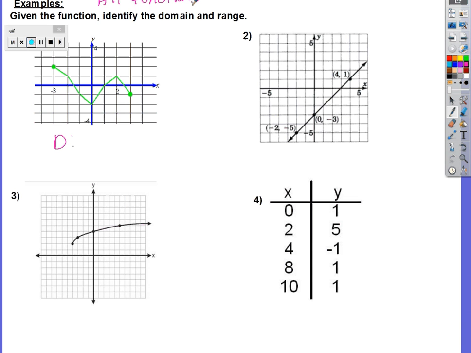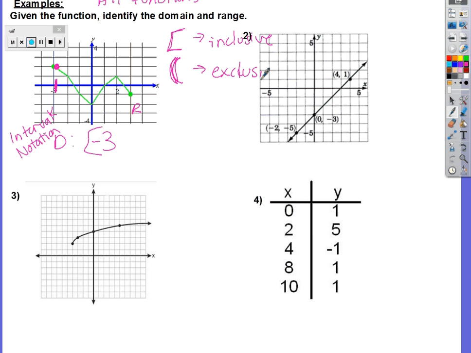So, domain, left to right. This is the leftmost x value, which is -3. Now, we're going to write this in interval notation. We use the square brackets when it's inclusive, meaning the point is included in the function. This is a closed point. We use a parenthesis when it's exclusive, if there's an asymptote or a hole, or it's infinity.